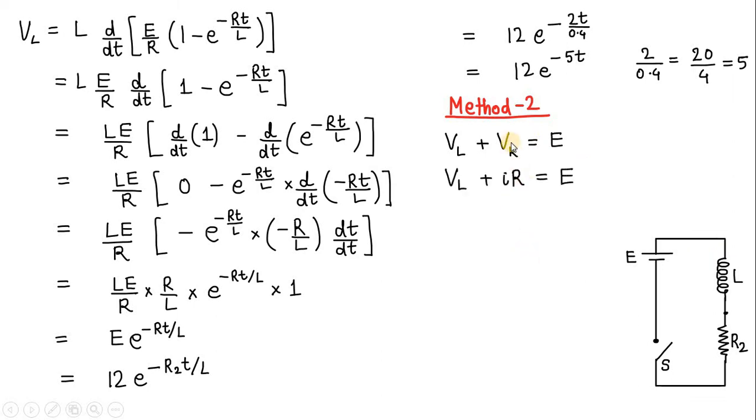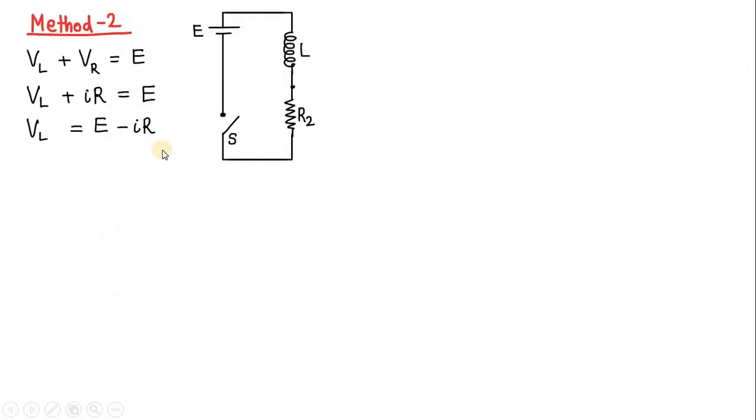Now we know that the potential difference across the resistance is always I into R according to Ohm's law. And we already know the expression for I. We'll substitute here. Before that, we can rearrange the terms. We can say VL is equal to E minus IR, sending IR to the other side. Okay, so let us continue here.